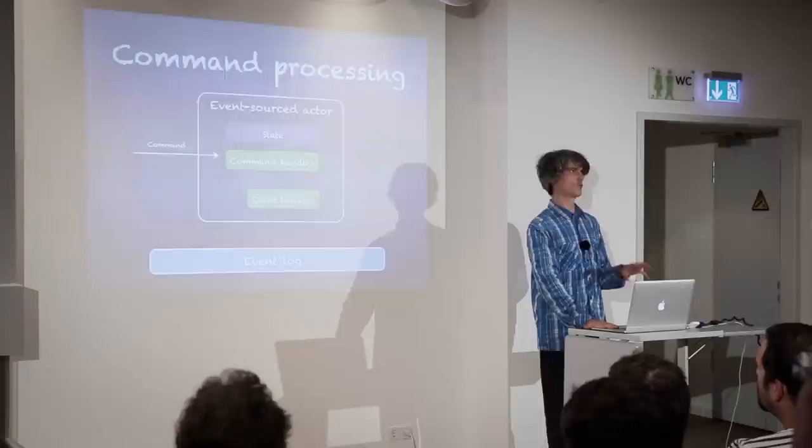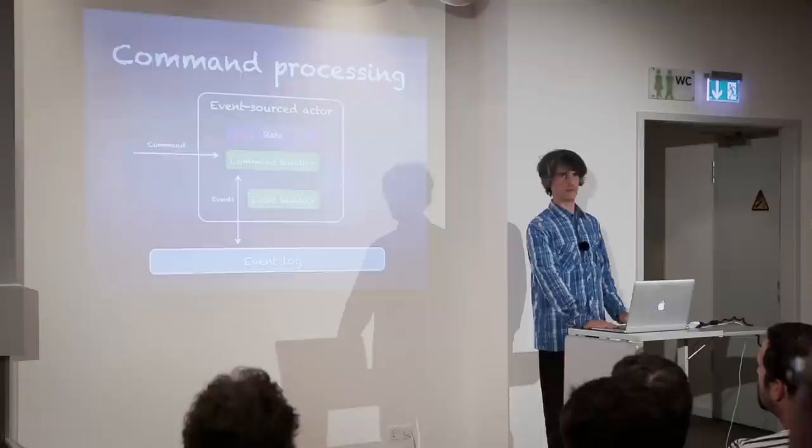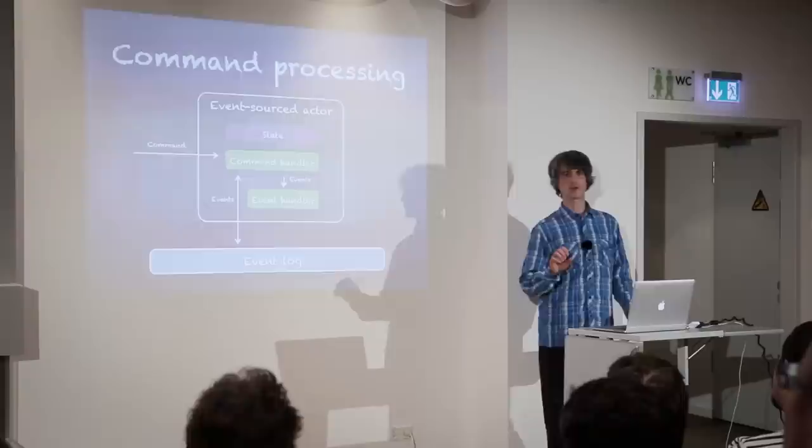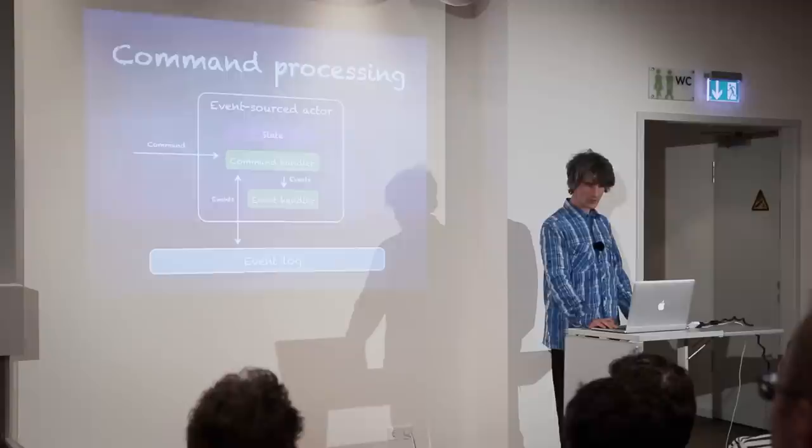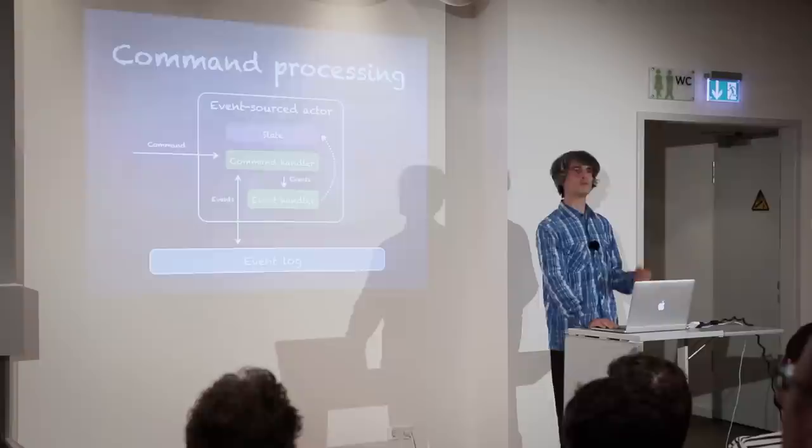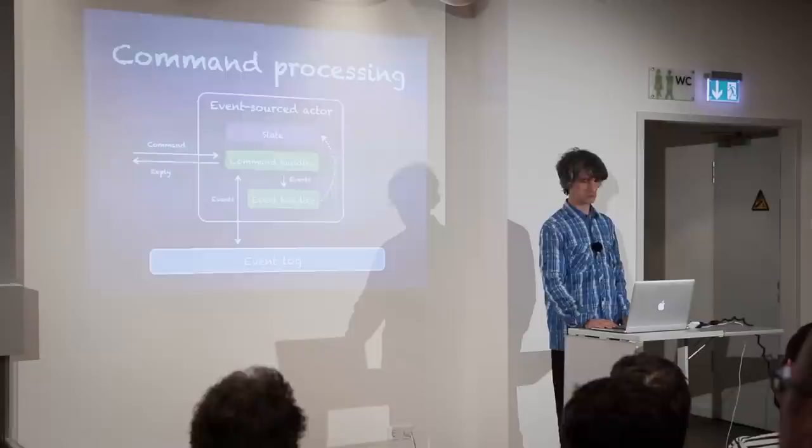And when validation succeeds, it derives one or more events from that command and stores these events in the event log. And when events have been successfully stored or persisted in the event log, it calls the event handler with the persisted events. And the event handler now contains logic how to update internal state from the persistent events. So when the event handler is invoked, internal state is updated. And after invoking the event handler, the command handler can interact with its environment. It can send other messages to collaborators, or like in this case here, it sends a reply message to the command sender.